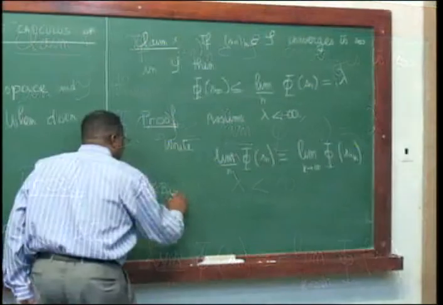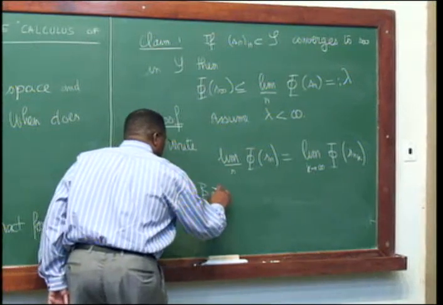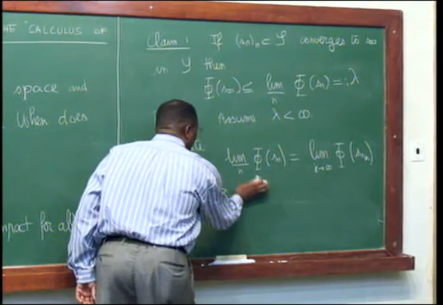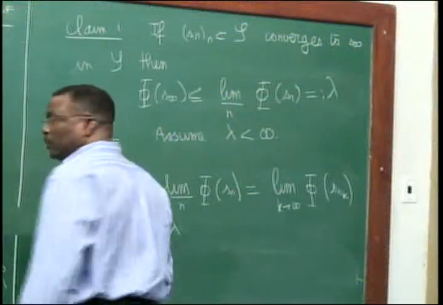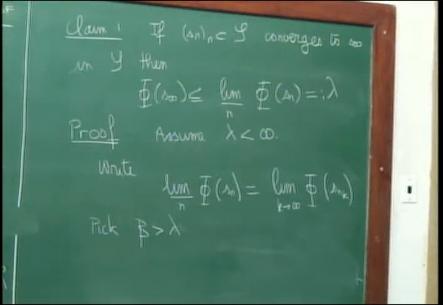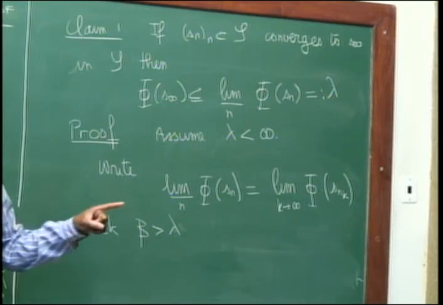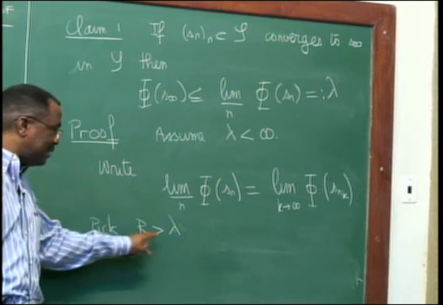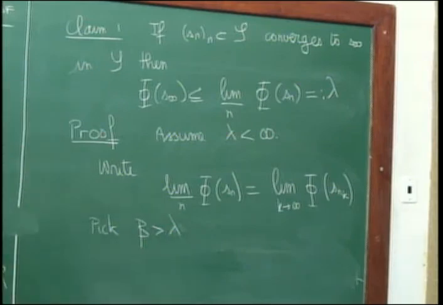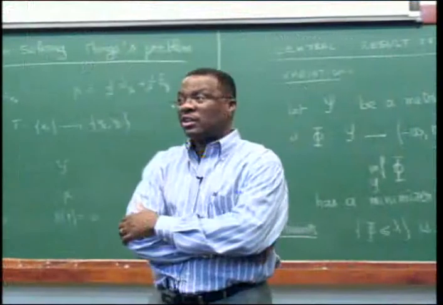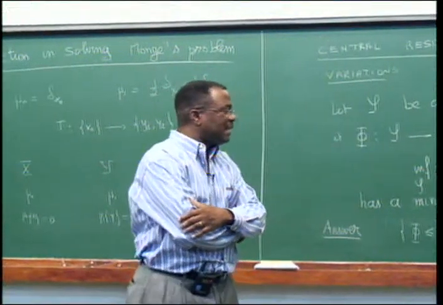Pick any beta which is strictly greater than lambda. I don't know that lambda cannot take the value negative infinity, and I want to exclude that case at the same time I am giving the proof. So since I don't know if it can take the value negative infinity, I take beta strictly greater than lambda. And so this assumption, I can make whether or not lambda is negative infinity.